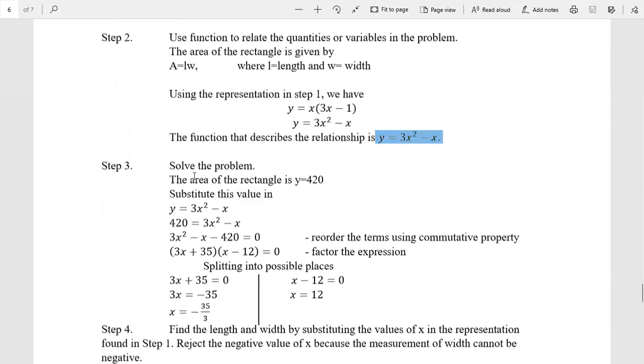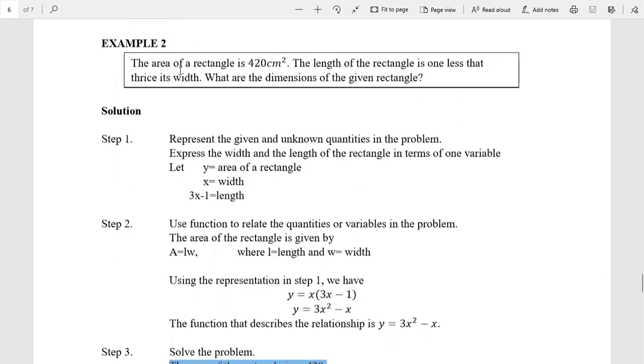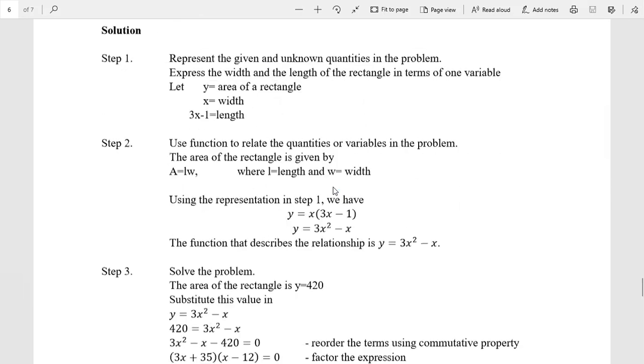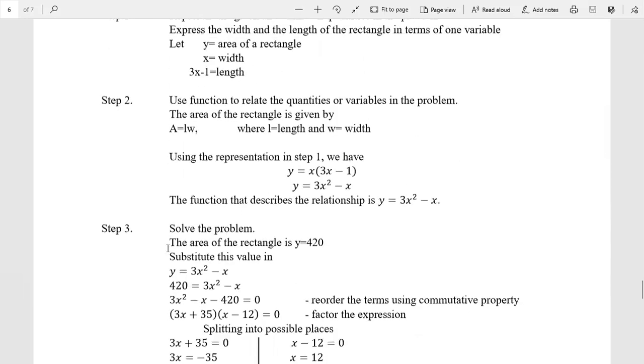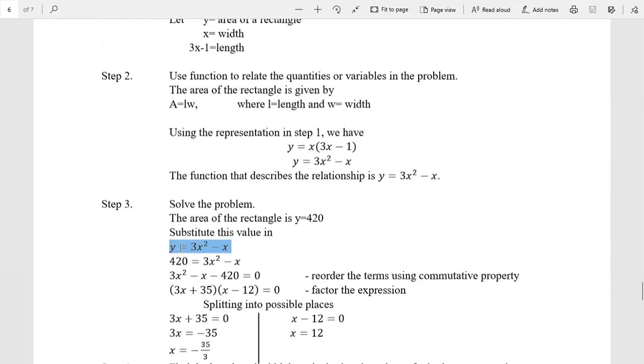So solve the problem. The area of the rectangle is y is equal to 420. The area of the rectangle is 420 centimeters squared. So substitute in the equation y is equal to 3x squared minus x. So y is 420. Next, we're going to reorder the terms using the commutative property. Sige, pasulod na si 420.